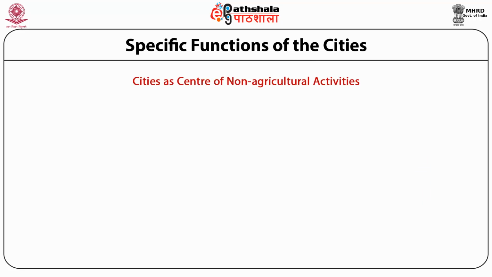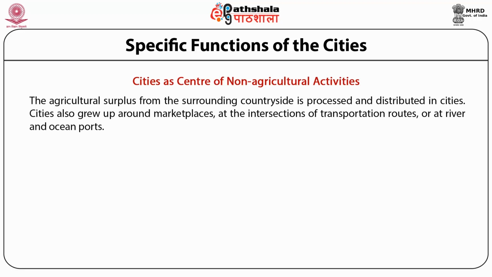Number one, cities as centers of non-agricultural activities. Cities serve as centers of storage, trade, and manufacture. The agricultural surplus from the surrounding countryside is processed and distributed in cities. Cities also grew up around marketplaces where goods from distant places could be exchanged for local products. Throughout history, cities have been founded at the intersections of transportation routes or at points where goods must shift from one mode of transportation to another, as at river and ocean ports.